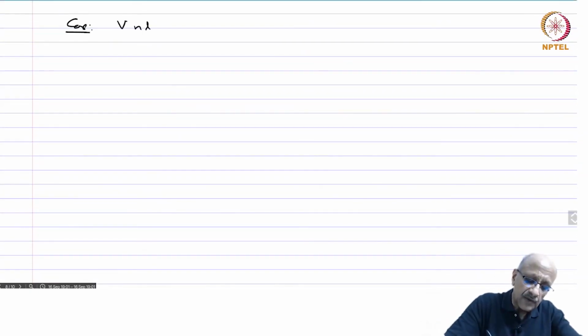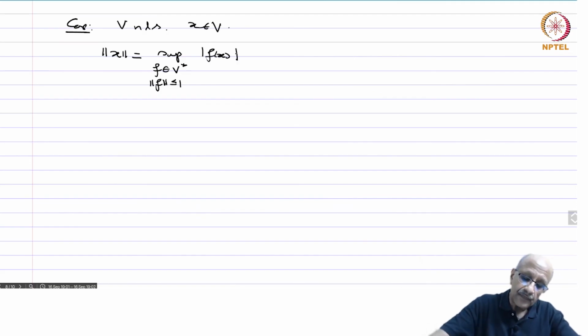V a normed linear space, x in V, then norm x equals the sup over f in V star, norm f less than or equal to 1, of mod f of x, and in fact the supremum is attained, so I can write this as the max over f in V star, norm f less than or equal to 1, of mod f of x.